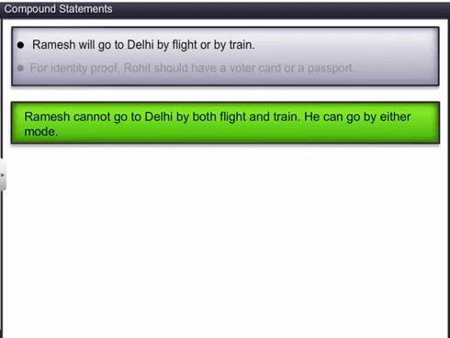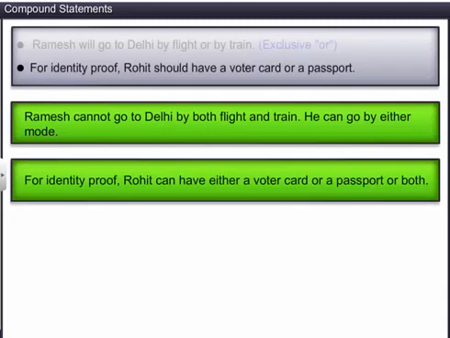In the next statement, Rohit should have a voter card or a passport for identity proof. He may have both, and having one does not exclude the possibility of him having the other. Here, or is inclusive.